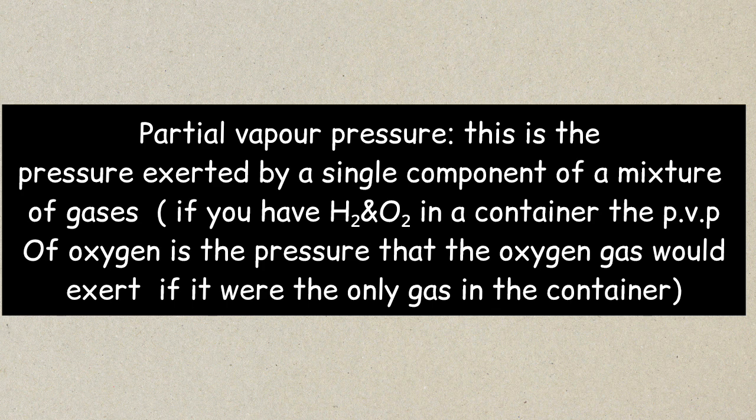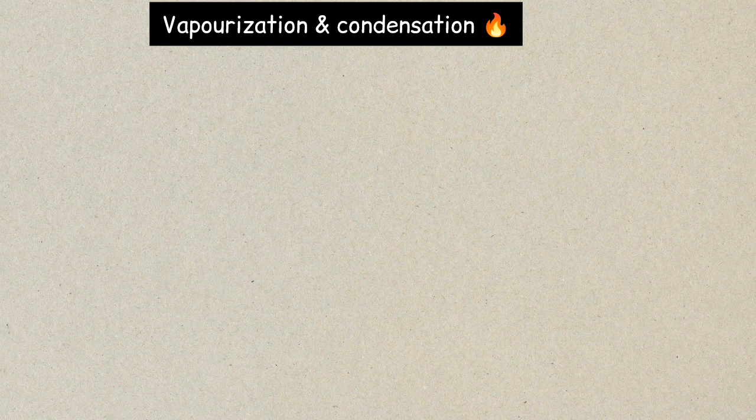The partial vapor pressure is the pressure that is exerted when you have two gases mixing together in a particular closed container. It is the pressure exerted by just a single component of the mixture of gases. That is to say, if you have hydrogen gas and oxygen gas in a container, the partial vapor pressure of oxygen is the pressure that the oxygen alone would exert if it were the only gas in the container.